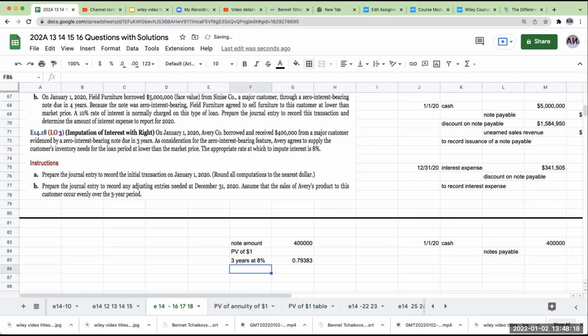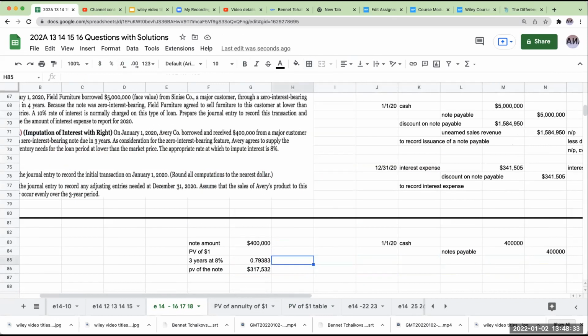So my present value of the note is going to be 400,000 times 0.79383, or 317,532. So I know that I have to show the difference between the note amount and the present value, which is going to be my discount on notes payable. My discount on notes payable is going to be 82,468.